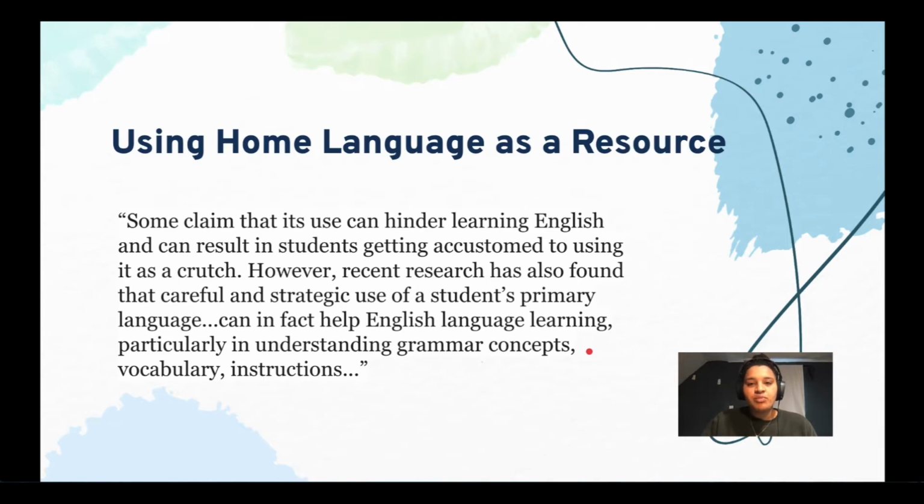Some believe that use of home language could actually prevent multilingual learners from learning the target language, in this case English, but studies and research actually show that using home language is an extremely valuable resource that can really help strengthen the connections between the native language and the target language.